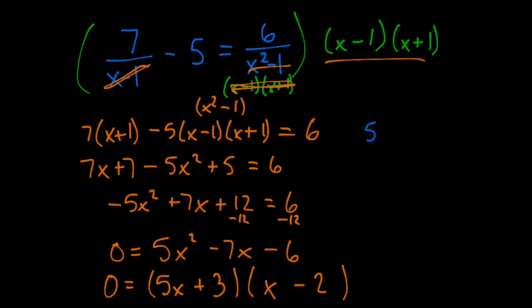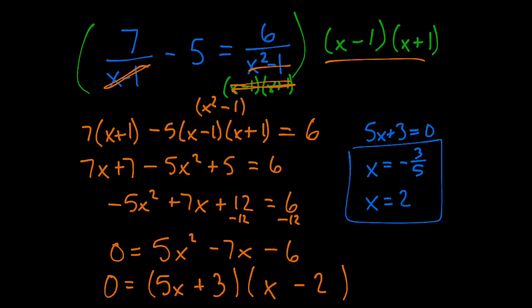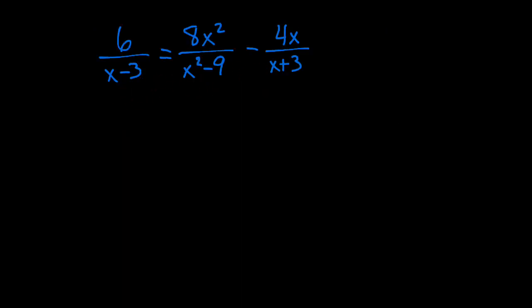So 5x plus 3, if that's equal to 0, we would subtract 3 and divide by 5. So that gets us a negative 3 over 5 for 0. And then from x minus 2, we get x equals a positive 2 as a 0. So those are the two zeros. And again, we should check if those give us a 0 in the denominator up here. But it looks like we're good. So we'll move on to the next one.